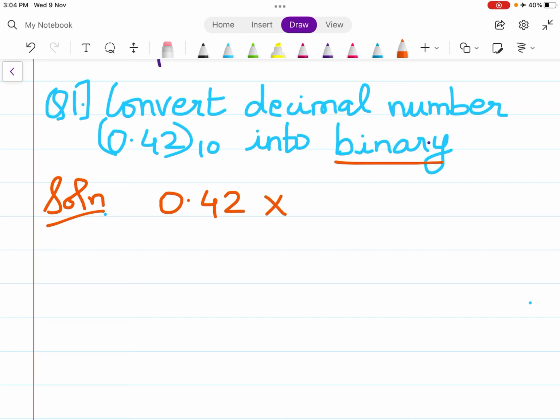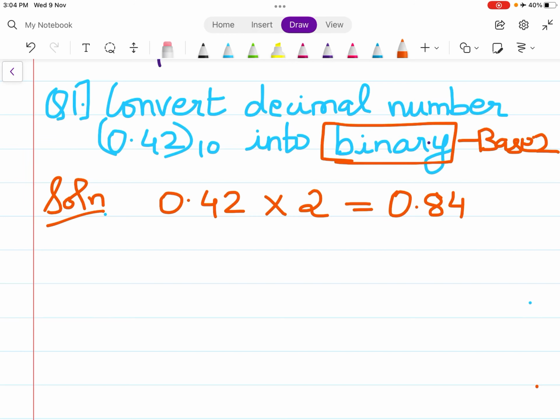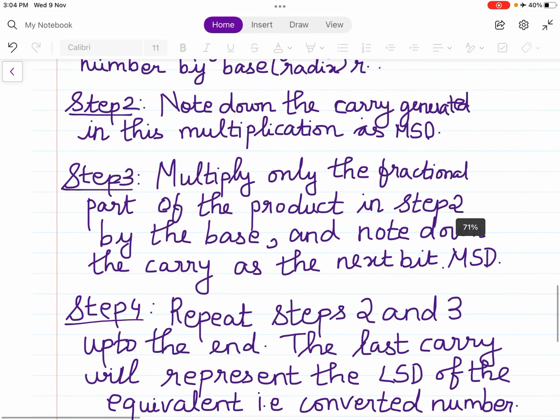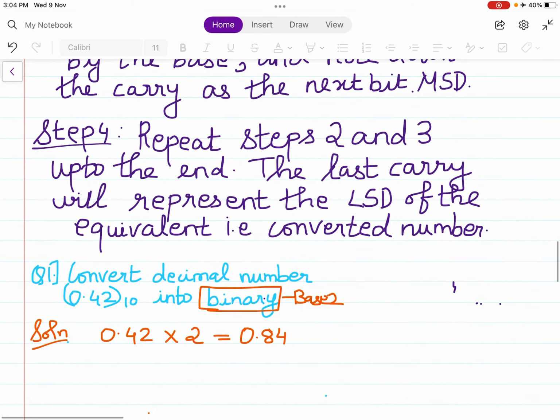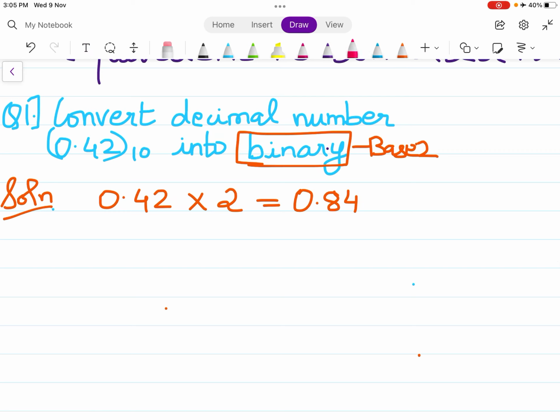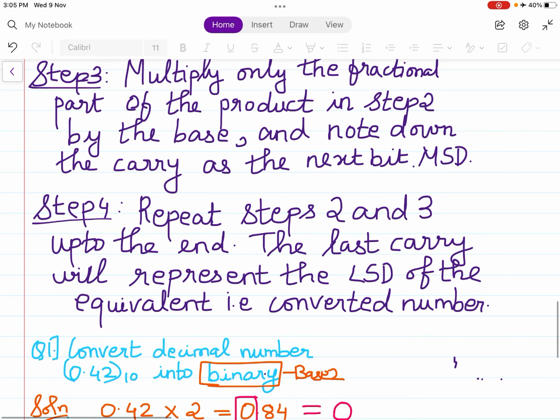We will multiply it by base r. What is the base? For a binary number, the base is 2. So we will multiply it by 2. What do we get? 0.42 into 2 is 0.84. Step 2 says note down the carry generated in this multiplication as the MSD. So what is the carry generated? The carry generated is this part, which is nothing but 0. So you note down the carry generated and write it as the MSD.